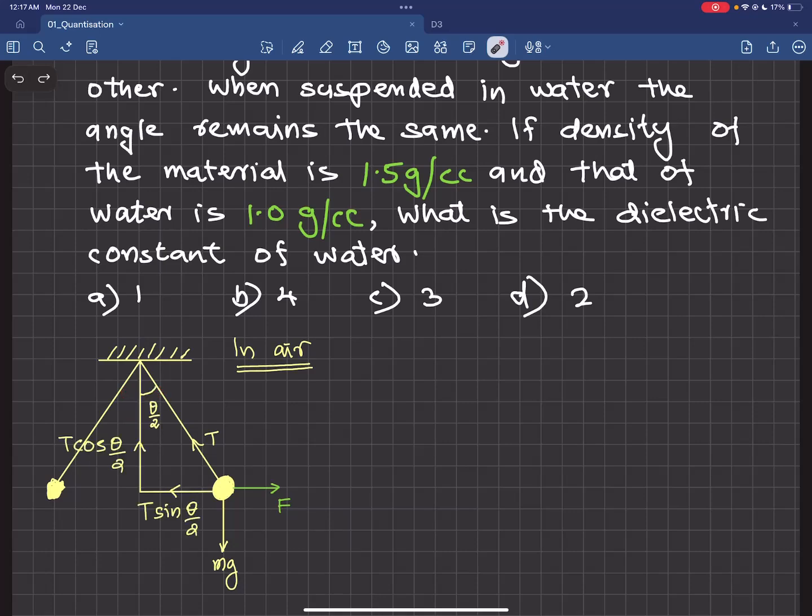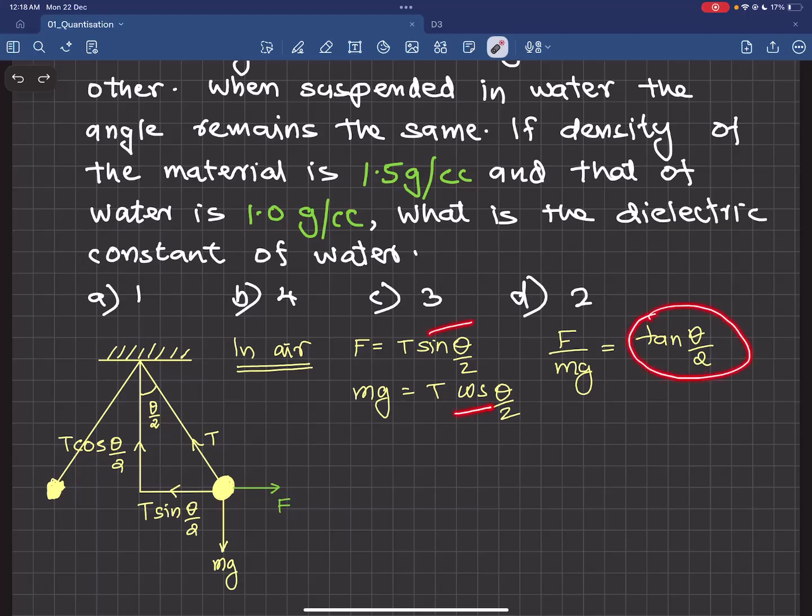I can resolve the tension into two components. Now this angle is half of theta, theta by 2. Since this is the opposite side, T sine theta by 2 balances F, and the adjacent component T cos theta by 2 balances mg. F is balanced by T sine theta by 2 and mg is balanced by T cos theta by 2. We have to eliminate T. For that, we take the ratio between the two. F over mg equals sine theta by 2 over cos theta by 2, which gives you tan theta by 2.